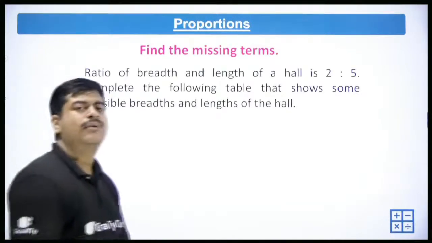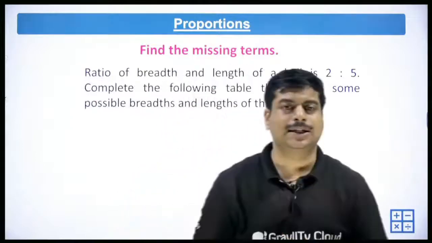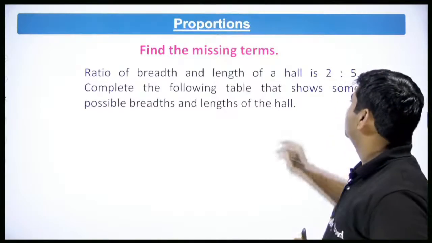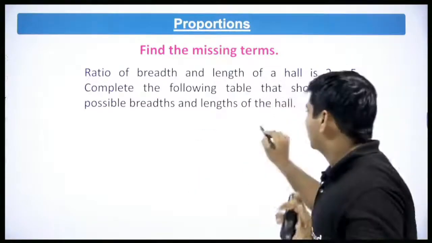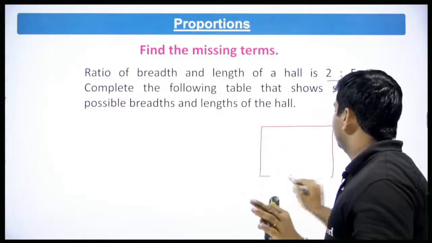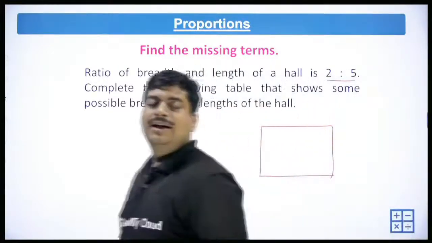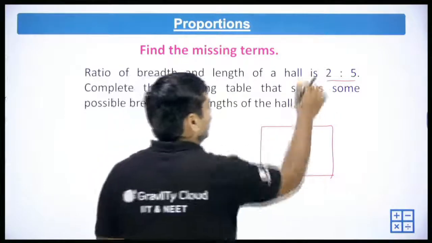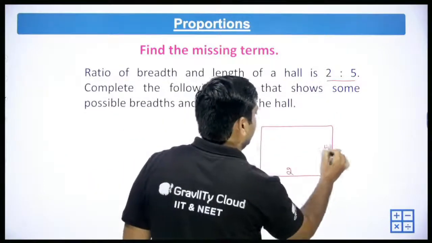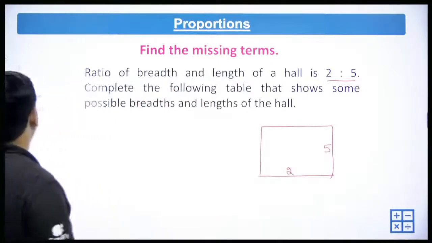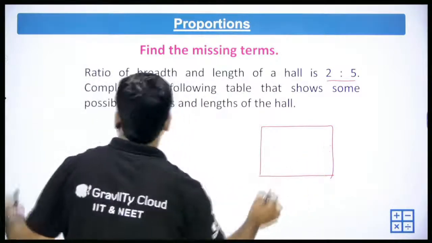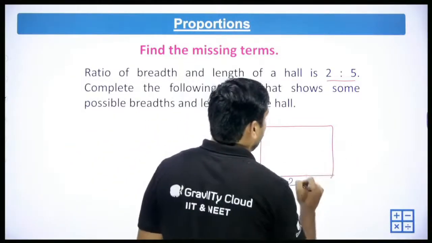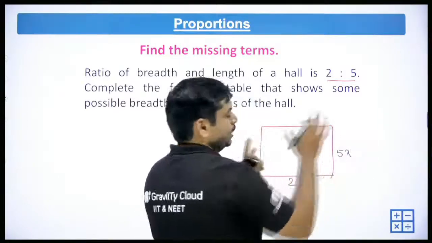Find the missing terms. Now we have a word problem to understand here. The ratio of breadth and length of a hall is 2:5. So we have a rectangular hall. When different length and breadth are given, it is definitely a rectangle. Not always should it be 2 and 5, so what we do, let us take it as 2x and 5x. We'll assume the breadth as 2x, and the other is 5x, whatever it is.